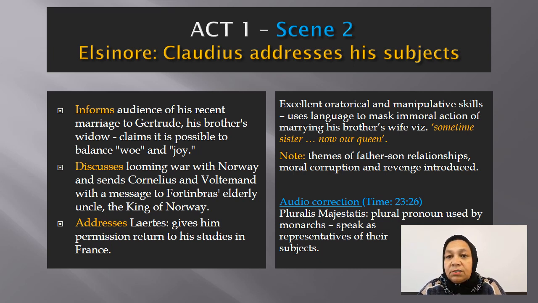What you need to notice and focus on in this scene is to examine the excellent oratorical and manipulative skills that Claudius has. He's a brilliant speaker. And so he uses language to mask over his immoral action of marrying his brother's wife. So he therefore calls her our sometime sister, now our queen. Also note that the themes of father-son relationships, moral corruption, and revenge are introduced here.